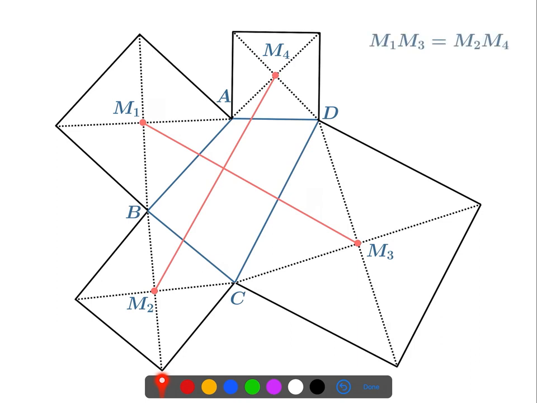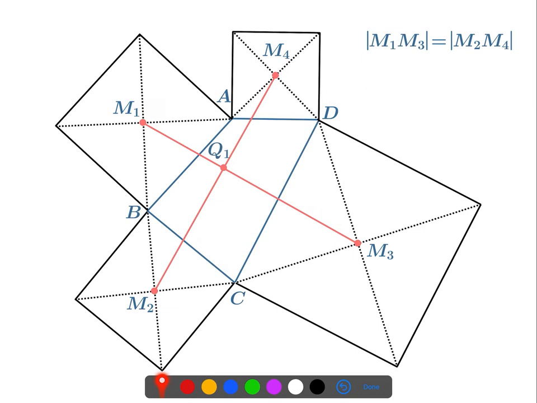Okay, so again, this is what we're trying to show. M1M3 is equal to M2M4. And I'll write lengths that way because we also have a notation for M1, M3 being the product of two vectors. But I mean the length of the distance from M1 to M3, the length of the segment M1M3, is equal to the length of the segment M2M4.